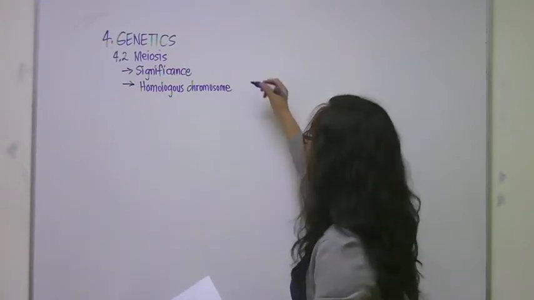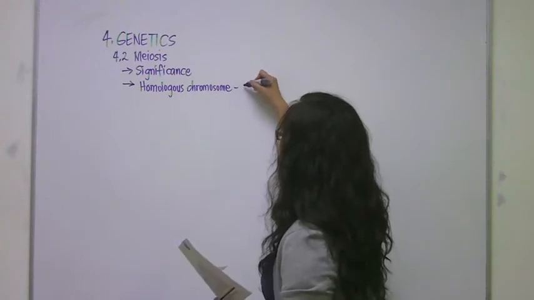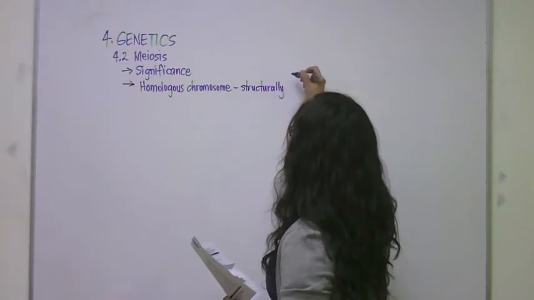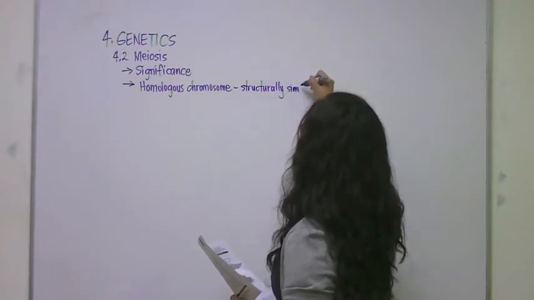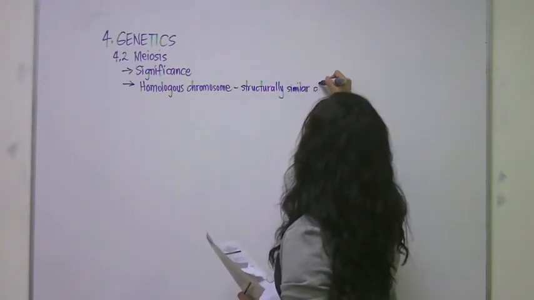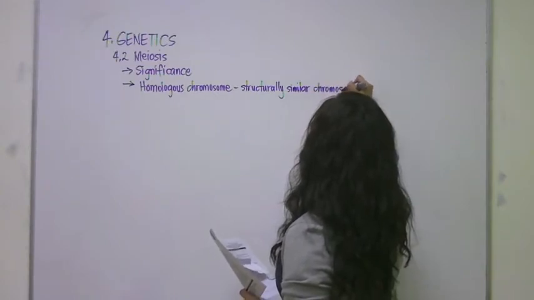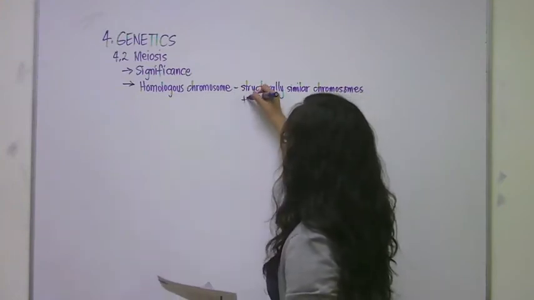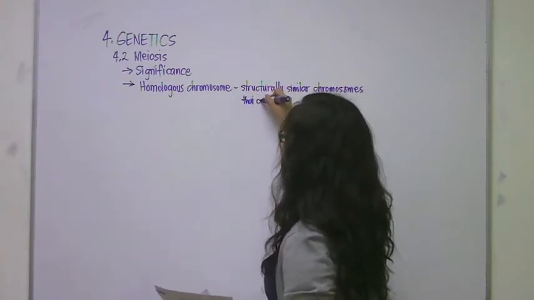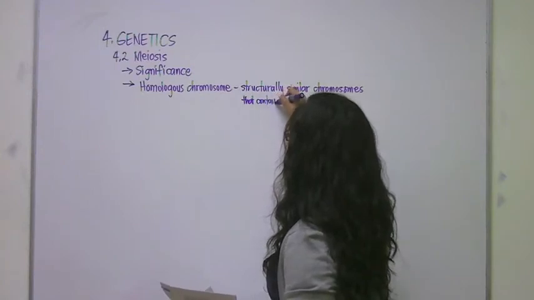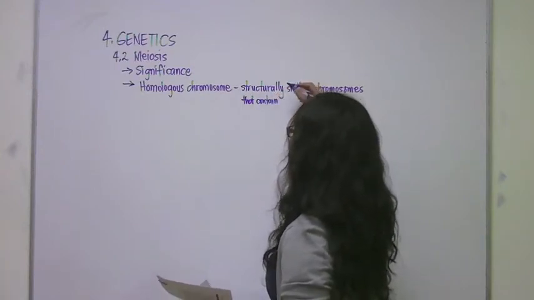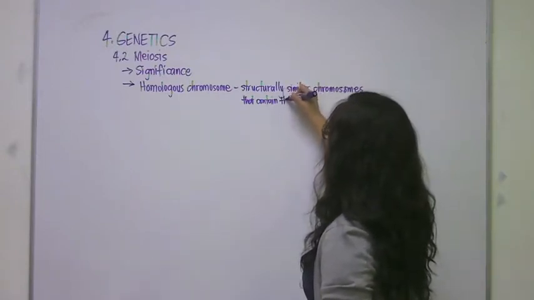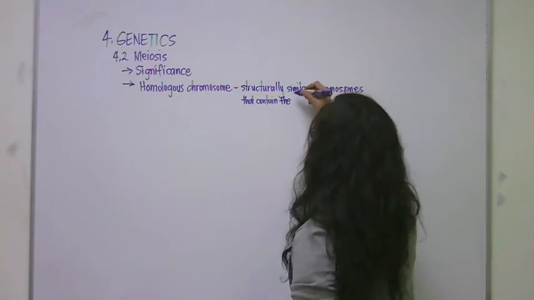So homologous chromosomes are structurally similar chromosomes that may or may not contain the same set of alleles, but they're coming from different parents.